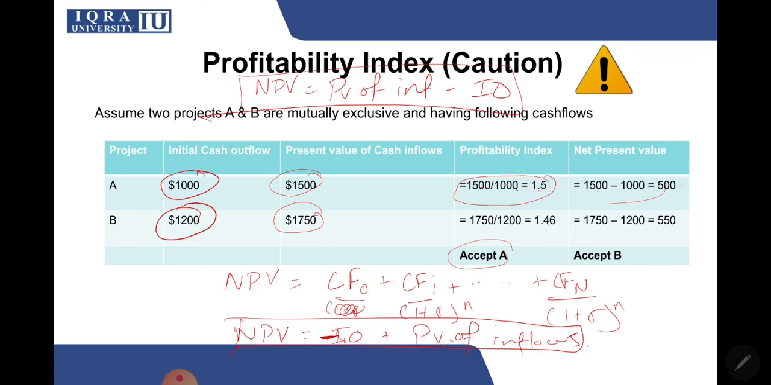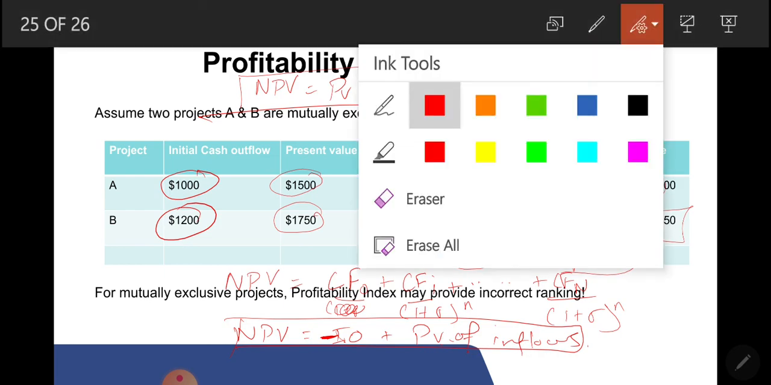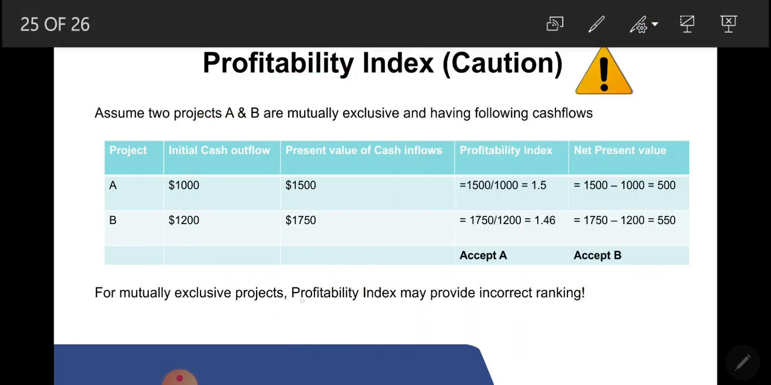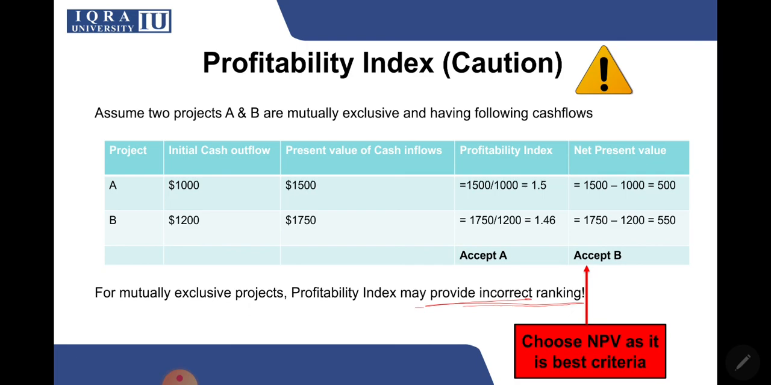So if you subtract this, यहाँ पे NPV आ रहा है 500, यहाँ पे आ रहा है 550. So based on this you will accept project B. So both are giving you a different answer over here. So if this is the case, profitability index may provide you with the incorrect ranking. You will choose the one that is given by NPV because NPV is considered to be the best criteria.